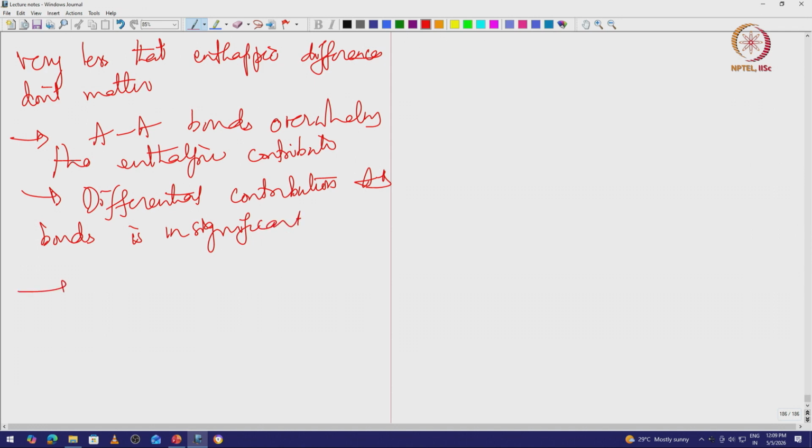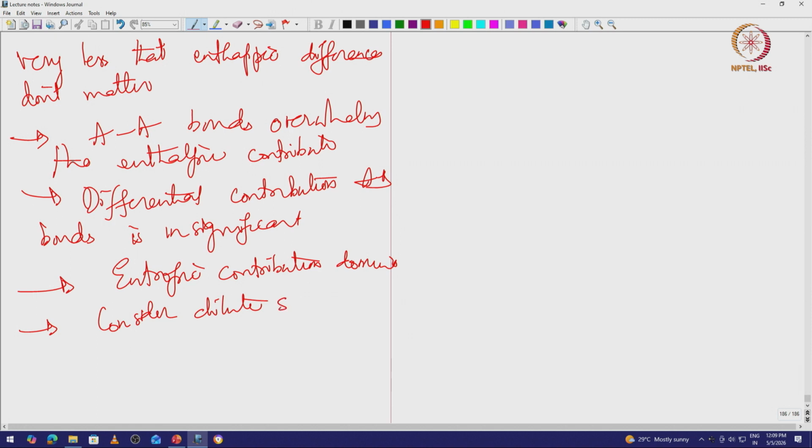In such cases, the entropic contribution dominates, and as a result I can always consider dilute solutions to be ideal solutions. And this does not even need to follow the Hume-Rothery rules. So, if I put some uranium in silicon in dilute proportions, less than 1%, it will still form an ideal solution.